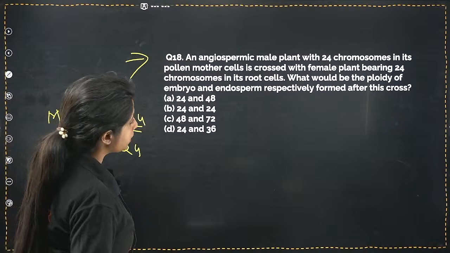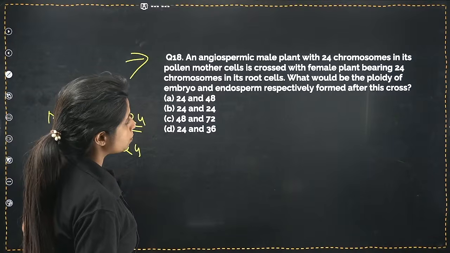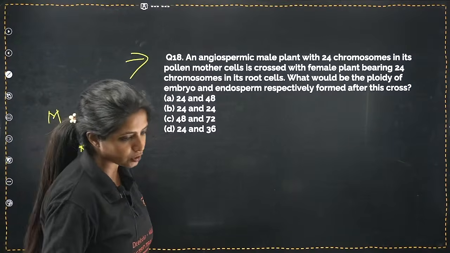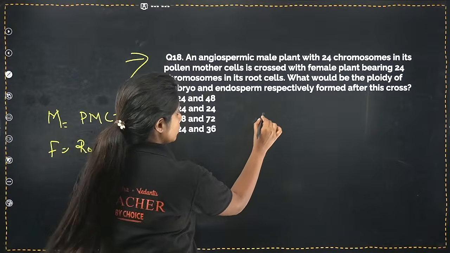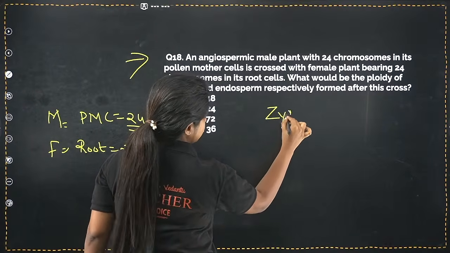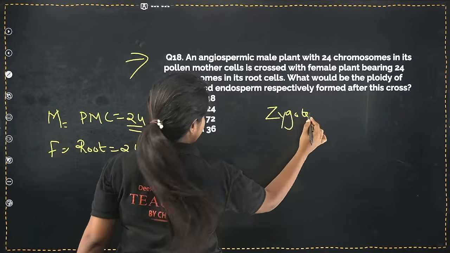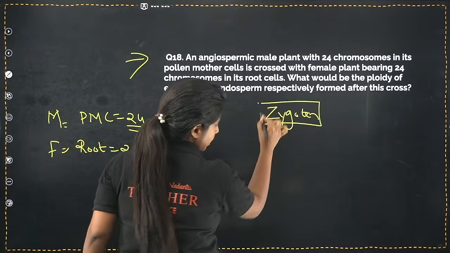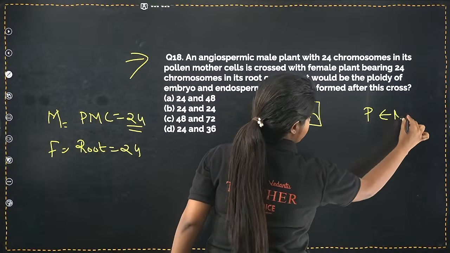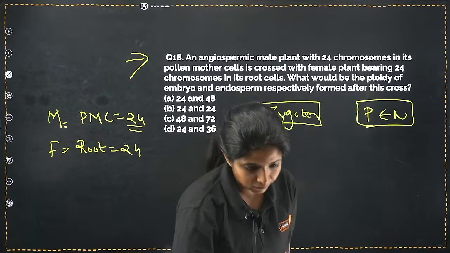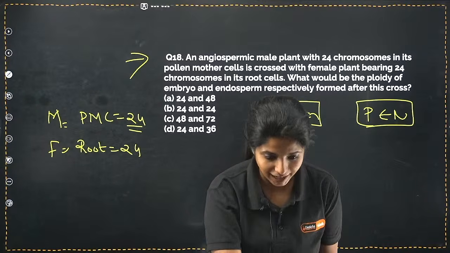Okay. What would be the ploidy of embryo and endosperm respectively formed after this particular cross? So basically you are being asked what is going to be there in the case of the zygote, or basically not zygote transformed to embryo. So anyway, zygote and also PEN. First of all, listen to me carefully. Everyone, I hope you're giving me the answers. Yes.